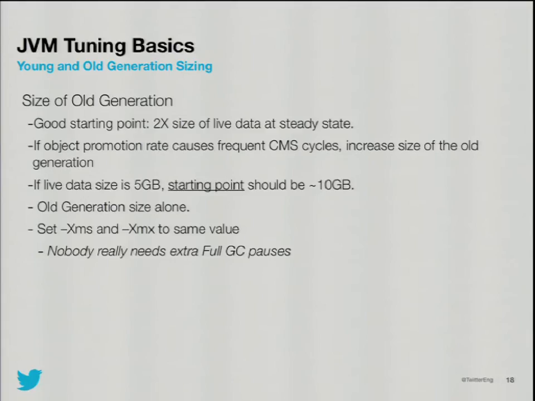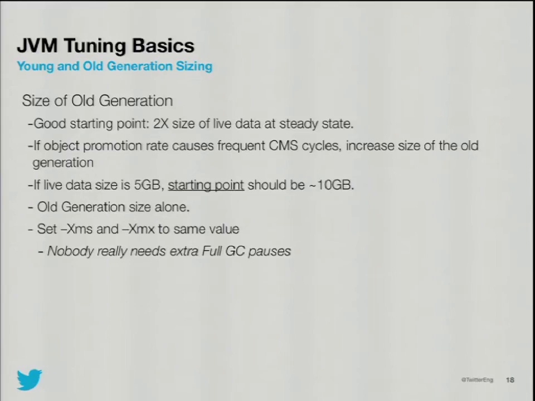If object promotion rate causes frequent CMS cycles and gets to the point where you're concerned about concurrent mode failure or promotion failures with CMS, both of those cases cause full GCs, then padding it a little larger is going to be important. So what you need is a notion of promotion rate, which I'll highlight in coming slides. So in the case of your live data size being 5 gigabytes, your starting point should be 10 gigabytes. That's the old generation size alone, not the overall heap size.